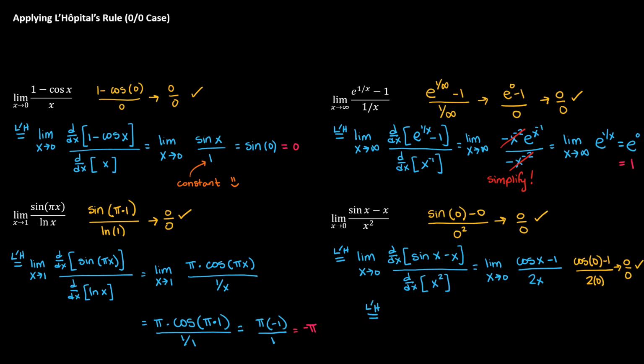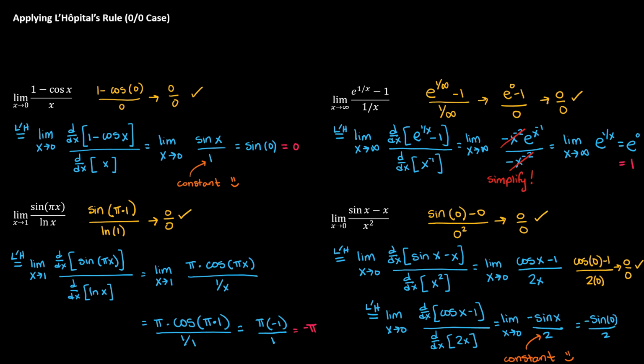But if we apply it again, which we can because we're in that form, take the derivative of top and bottom, now we have a constant on the bottom, which we're happy with because, again, that means we're not going to have a 0 in the denominator. So a 0 over 0 is just not possible. Plugging 0 into our numerator, we do get negative sine of 0 divided by 2, and since sine at 0 is 0, the whole limiting value is equal to 0.